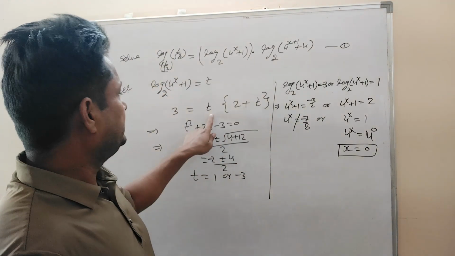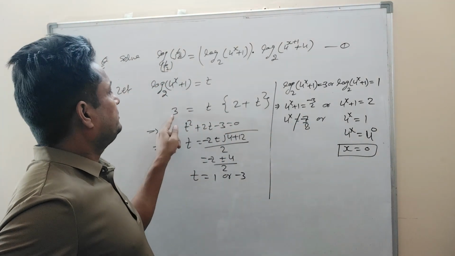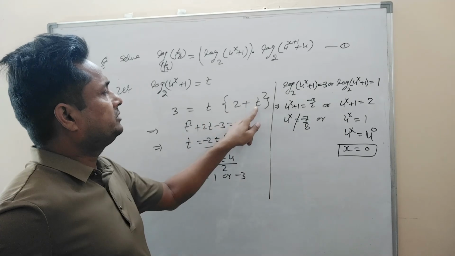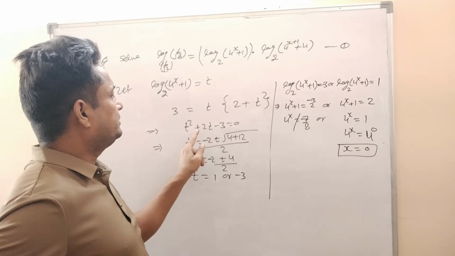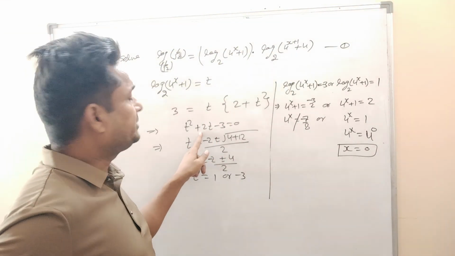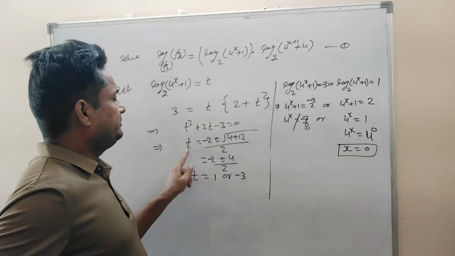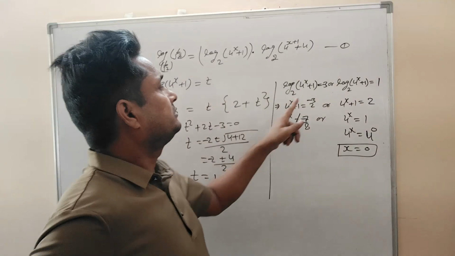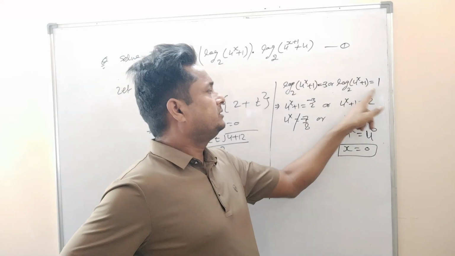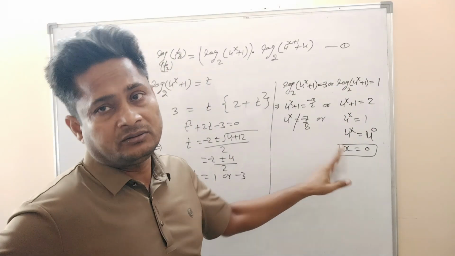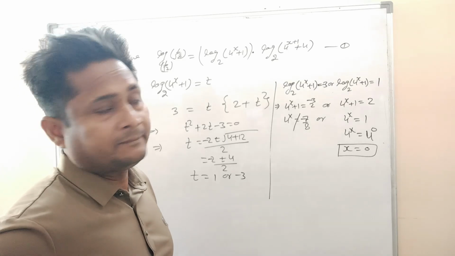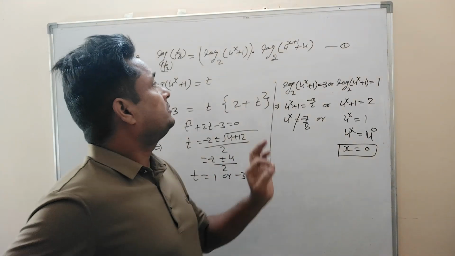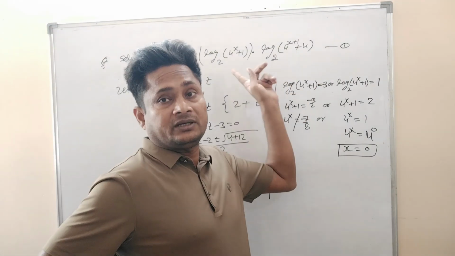Okay, so this is the quadratic equation coming. Now, if you solve this one, it will be plus sign here, not minus sign. So t will be giving these two values, 1 and minus 3. Okay, so put these values, minus 3 and 1, and solve this. We are getting only the solution x is equal to 0. Right. Now you have to check the answer also.